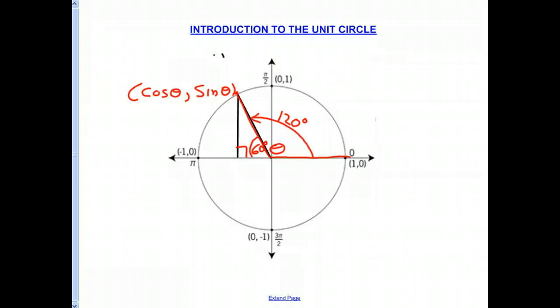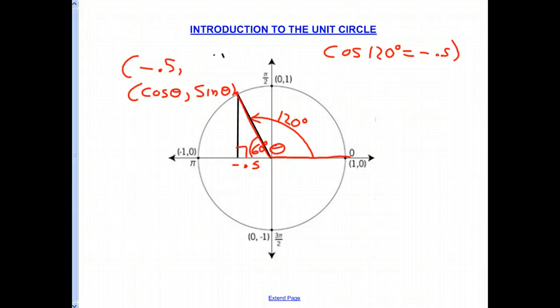Now we know the cosine of 60 degrees is a half. But if you notice in the second quadrant, the x value is always negative. And therefore, we have the cosine as negative a half. So therefore, what we just figured out was that the cosine of 120 degrees is equal to negative 0.5.